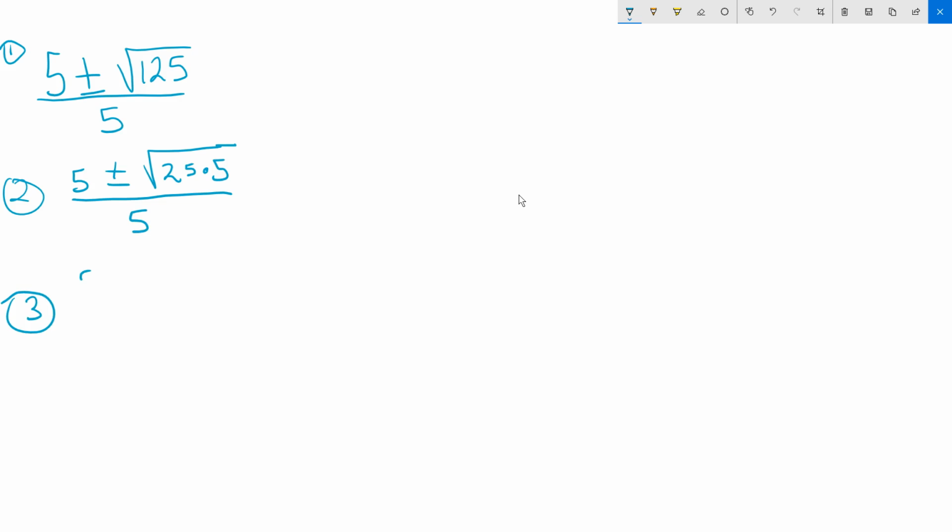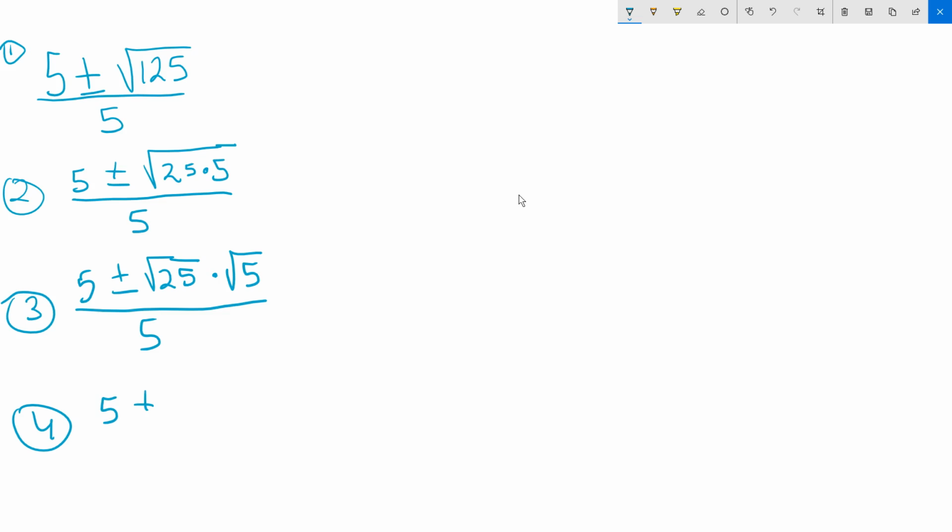Then again, it's 5 plus or minus. There's a basic property of root symbols, which is you can distribute the root symbol to the 25 individually and the 5 individually. So it ends up being 25 in this position for that reason, times the remaining 5 in that position. And all of that's still over 5. Step 4. Then you take the root of 25. I'm being extremely careful and detailed. Obviously, if you feel comfortable, you can skip some of these steps.